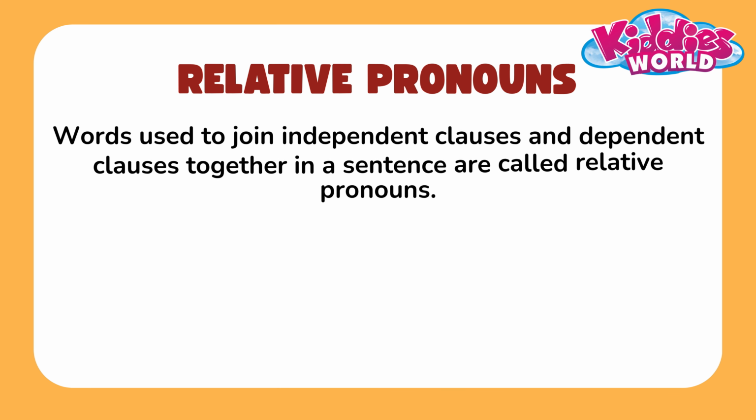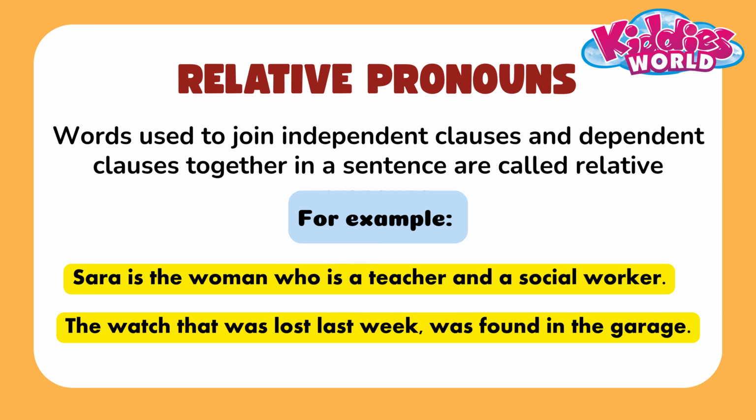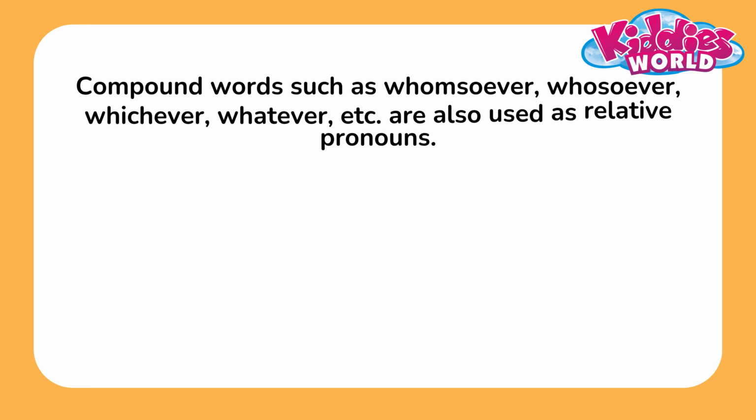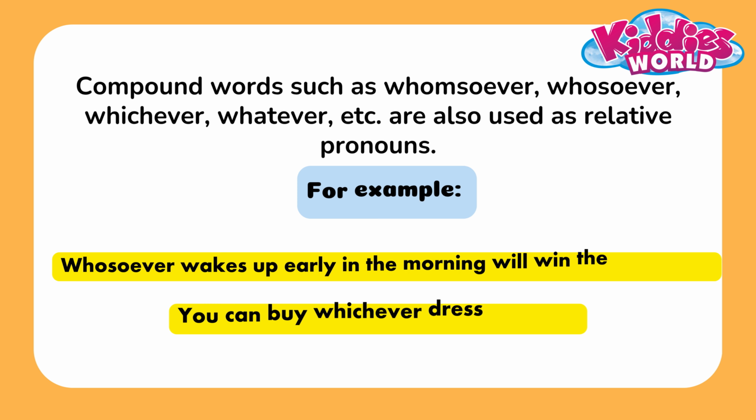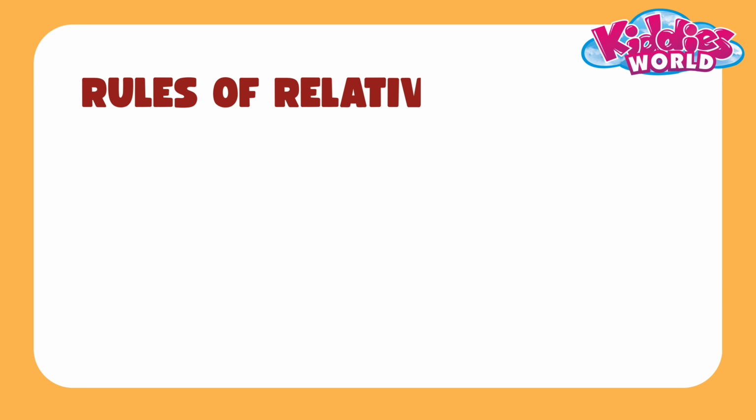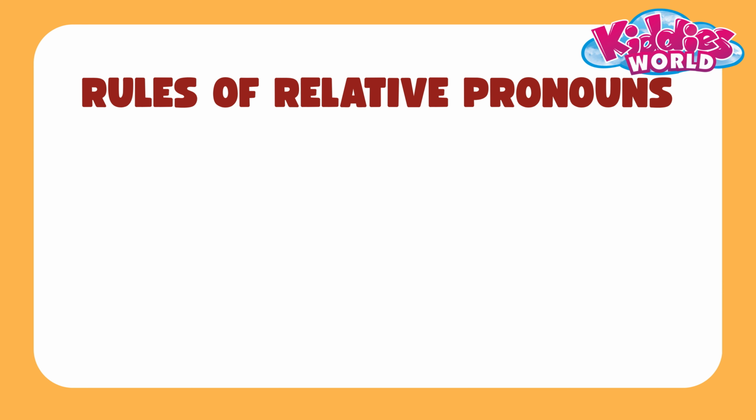Words used to join independent clauses and dependent clauses together in a sentence are called relative pronouns. Check the examples. Compound words such as whomsoever, whosoever, whichever, whatever, etc. are also used as relative pronouns. Check the examples. Rules of relative pronouns.